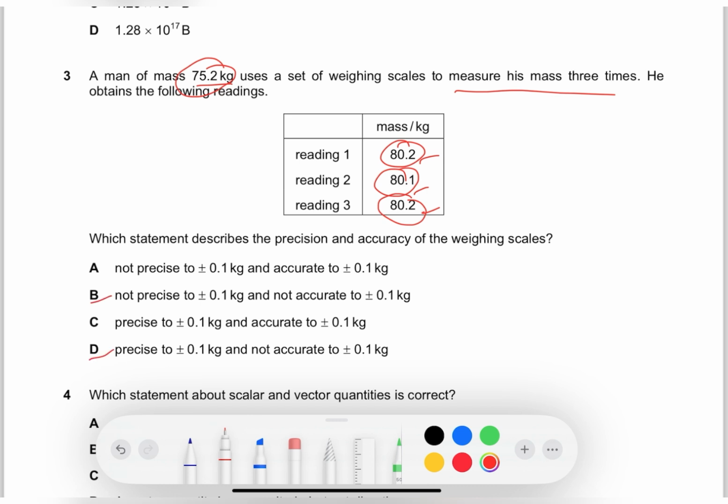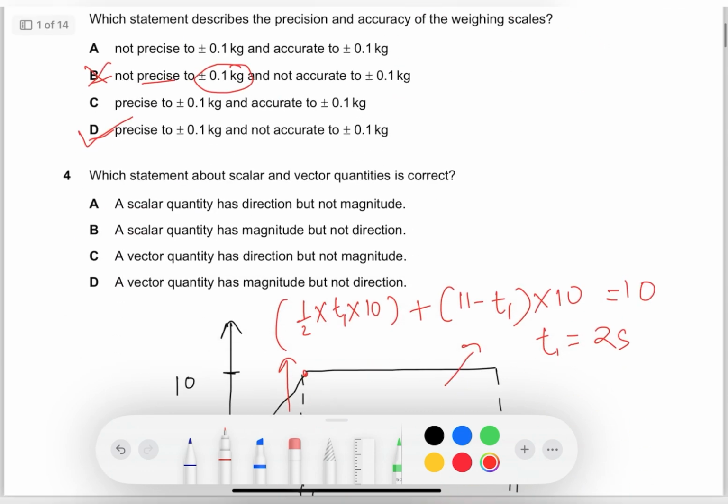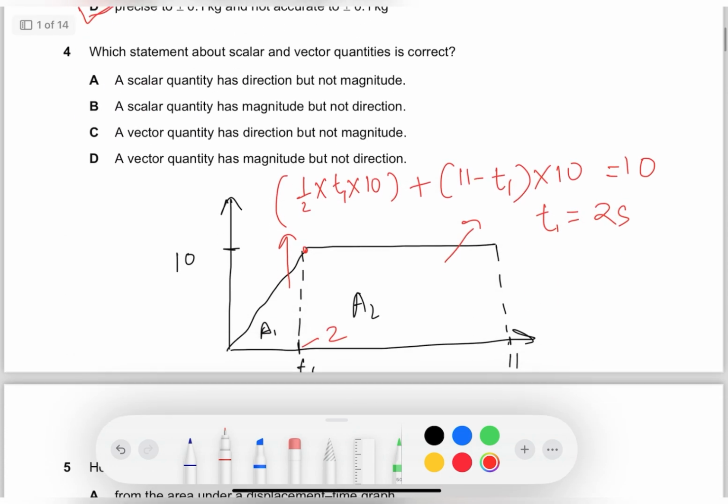Now let us talk about precision. What do you mean by precision? Precision means, for example, if we are weighing it consistently, it is giving a value of difference 0.1 kg, right? Precision depends upon consistency. So it is precise for 0.1 kg. So B is wrong and D is correct. You got this one also correct, learners. Let us move on to the next question.